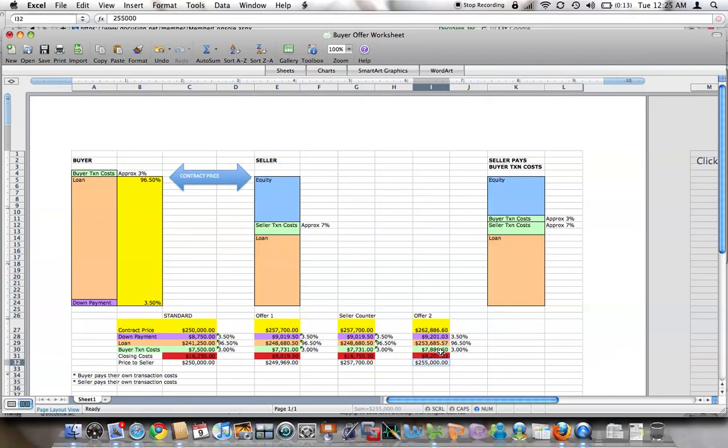We know that the transaction costs are about 3%. So we'll add this plus this, and that will equal our contract price, this yellow piece here. And we're including the transaction cost for the buyer as part of the loan. That's why we have it represented here. So this is an example of the relationship between contract price and transaction cost financed in the loan.